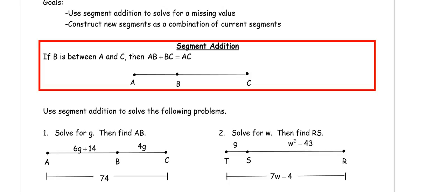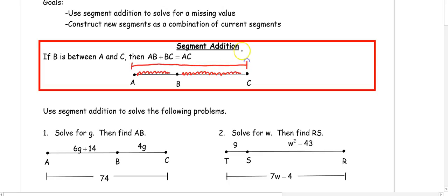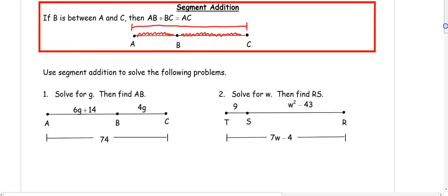Segment addition means that we're going to take pieces of a line and add them together to equal an entire line. So if B is between A and C, then AB plus BC is equal to our whole length, which is AC. So all we're doing is adding two pieces or more together to get an entire segment. So let's use segment addition to solve for a variable.